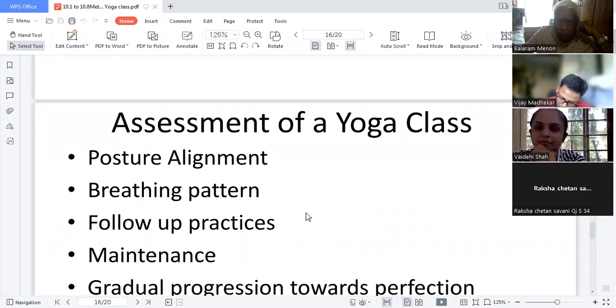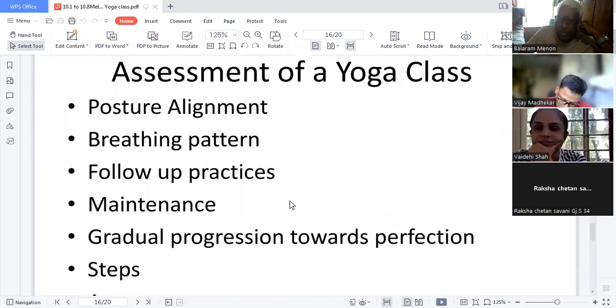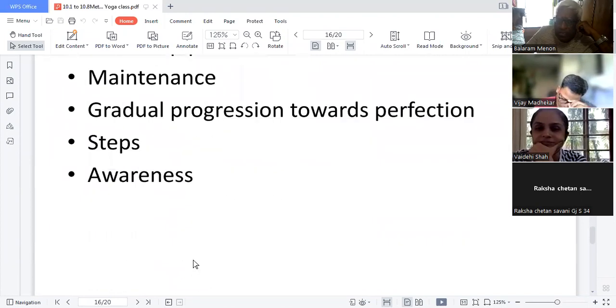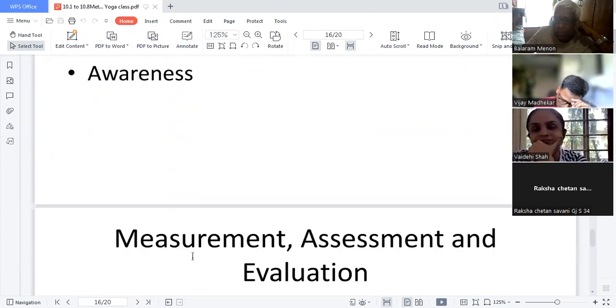Postural alignment, breathing pattern, followed by a gradual progression towards muscle. These are the steps. Awareness. Most important is awareness. In exercise, we are not aware of a posture, whereas in yoga, we are aware of the posture. Awareness is the most important point in the practical session.